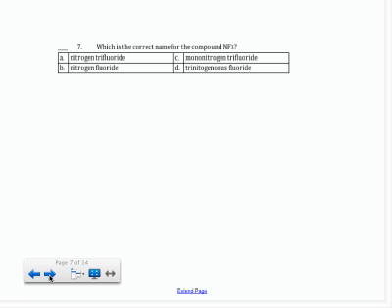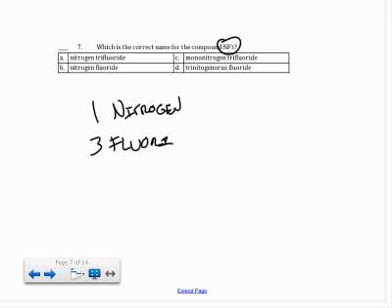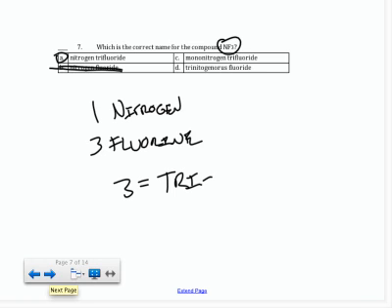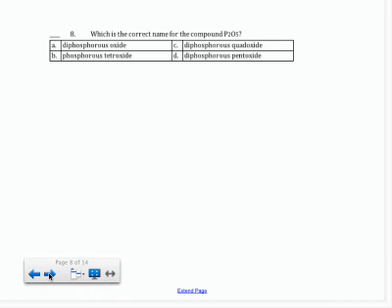Which is the correct name for the compound NF3? Well, there's 1 nitrogen, and when there's only 1 of the first element, you don't need a prefix on that. And then there are 3 fluorines, and the prefix for 3 is tri, T-R-I. So nitrogen doesn't need a prefix, and you have to remember to change the ending to fluoride, so nitrogen trifluoride is the correct answer. The other 3 have either the wrong prefixes or prefixes where you don't need them. So A is the choice.